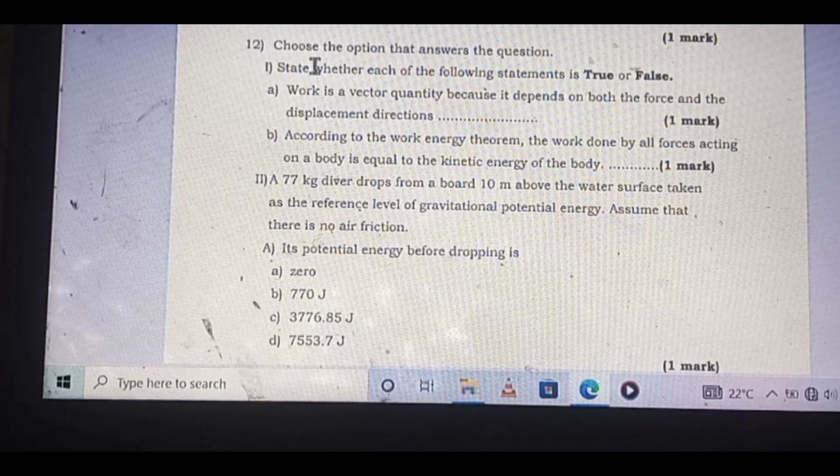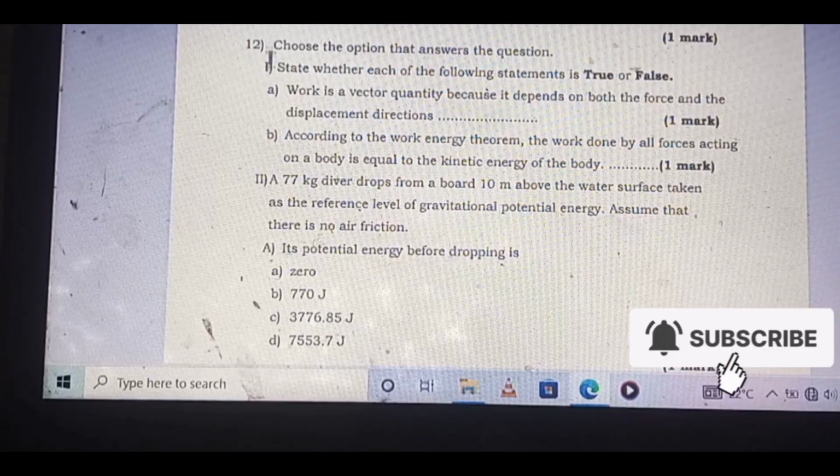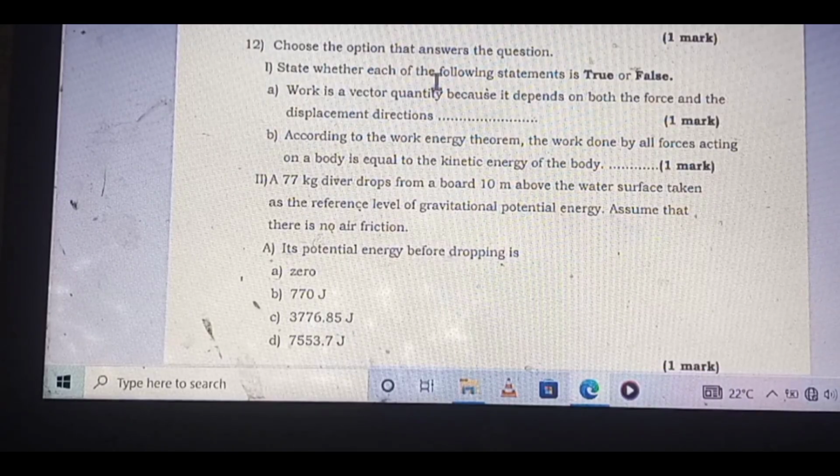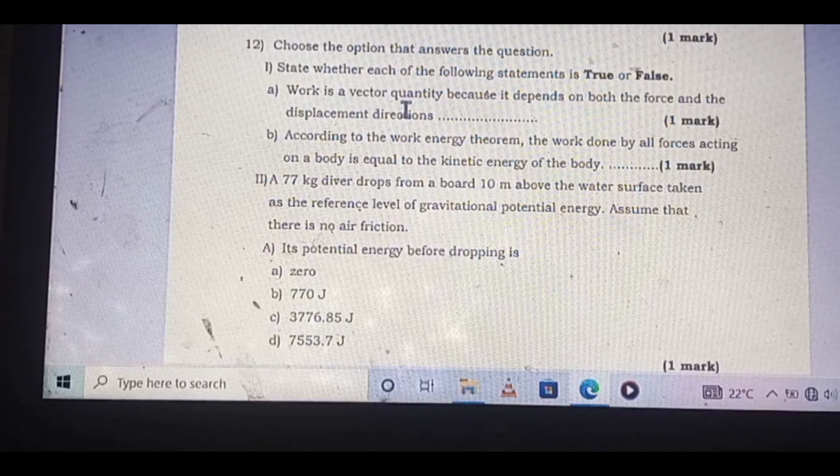Question 12. Choose the option that answers the question. I1. State whether each of the following statements is true or false. A. Work is a vector quantity because it depends on both the force and displacement direction. The correct option is first.